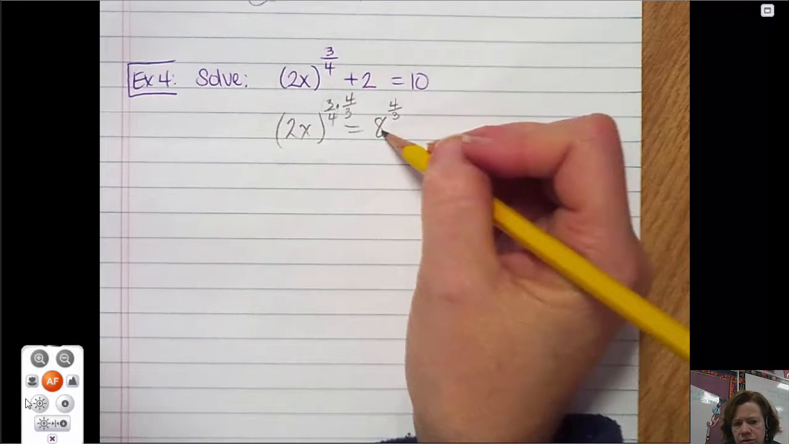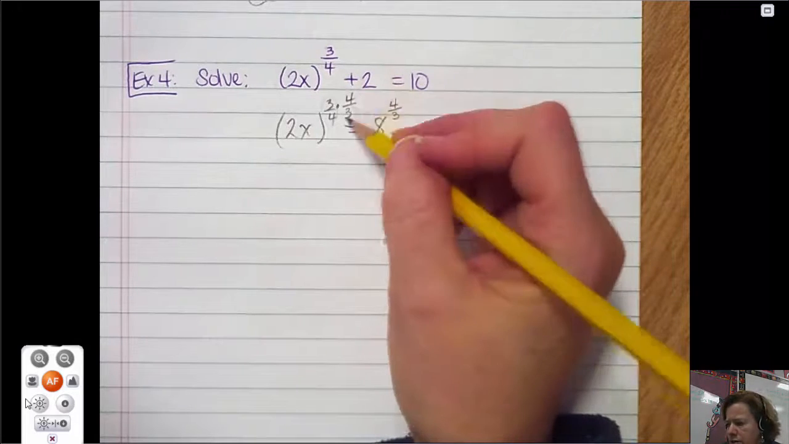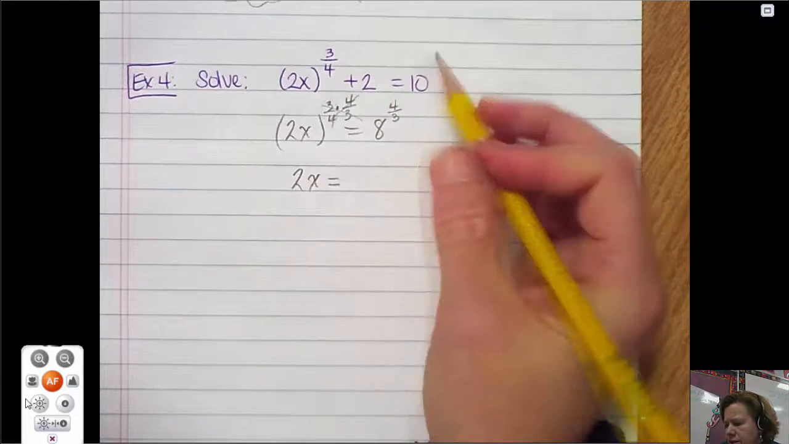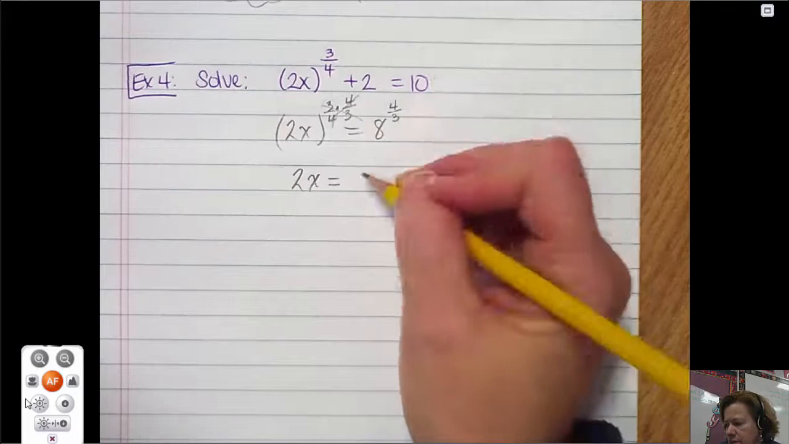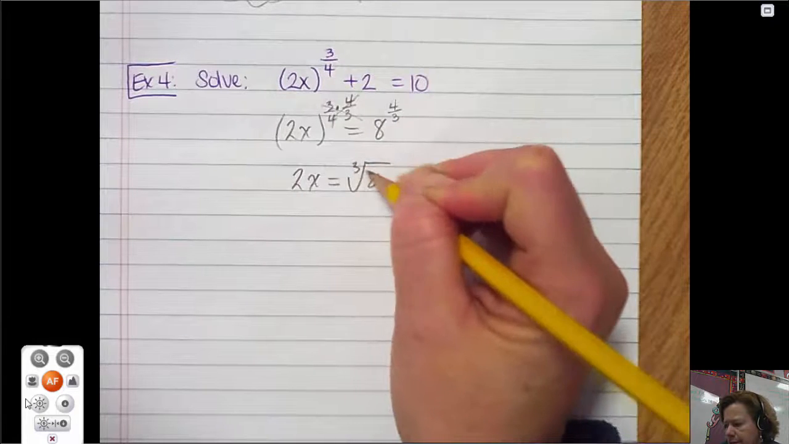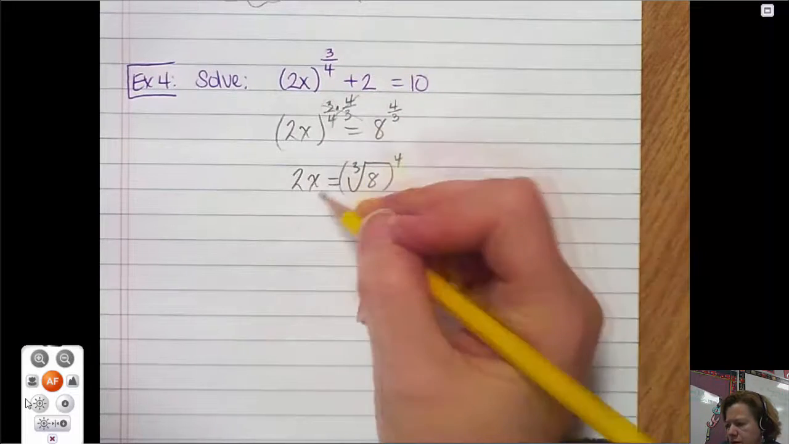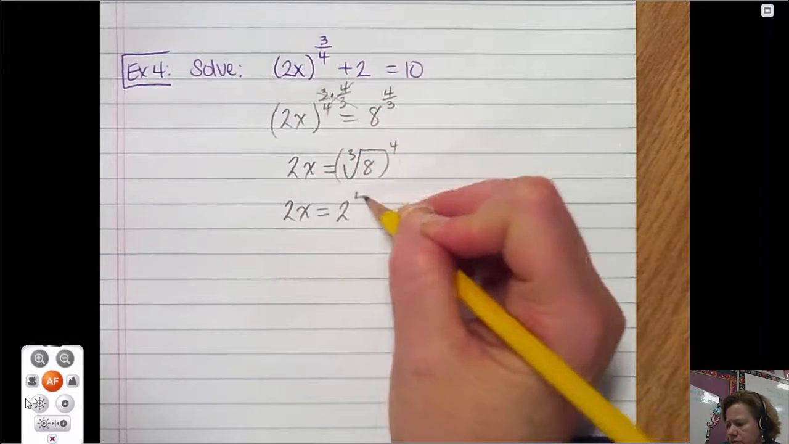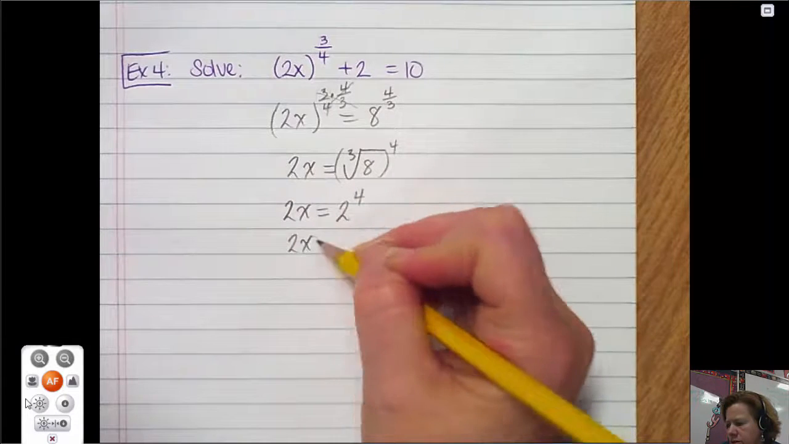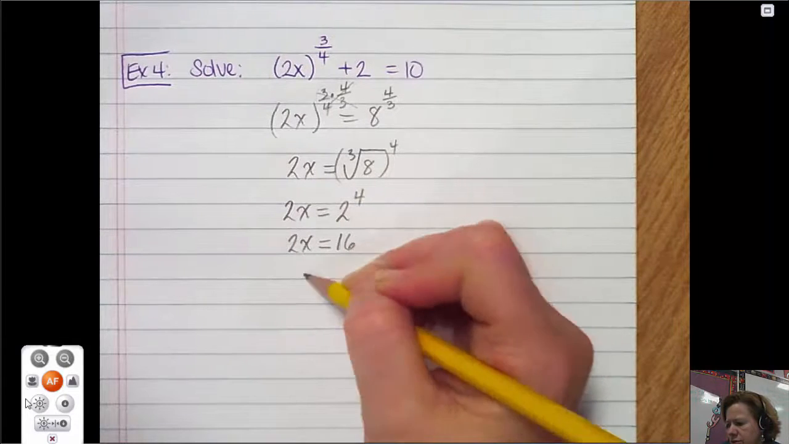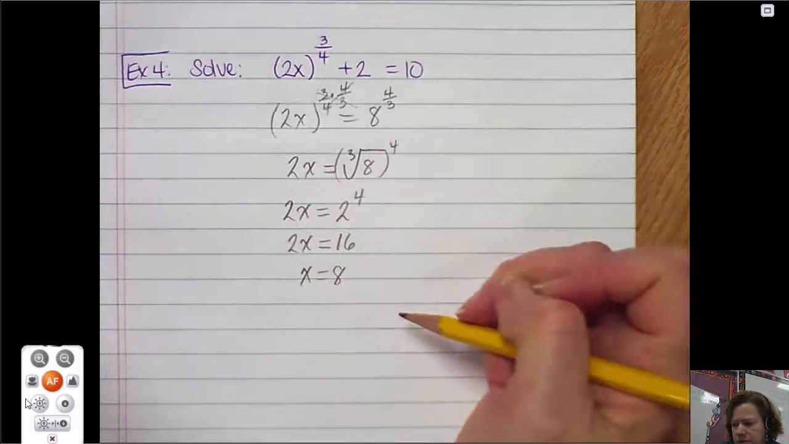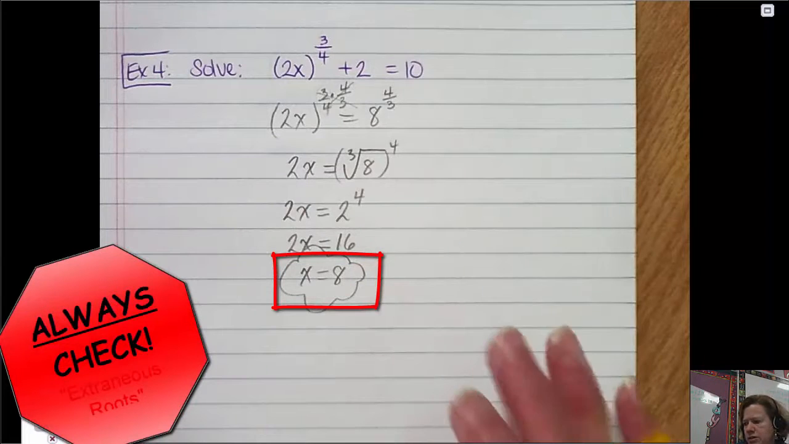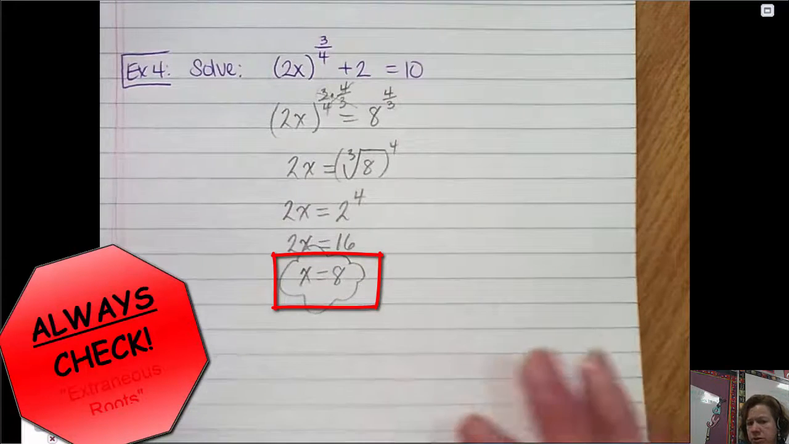So we'll raise our 8 to the 4/3 as well. Now, this is a 1 exponent, so this is just 2x equals 8 to the 4/3. Well, you need to know that that means the cubed root of 8 to the 4th. So 2x equals, the cubed root of 8 is 2, so we have 2 to the 4th. 2x equals 2 to the 4th is 16, divide by 2, x is 8. And when you check that, it works. So that's how we solve radical equations.